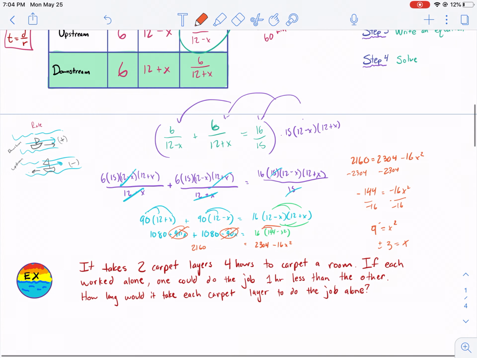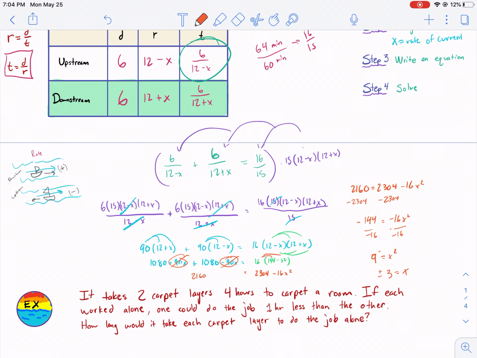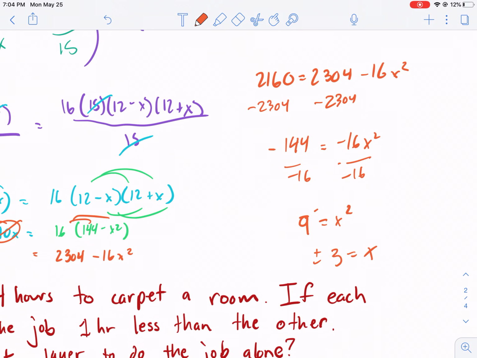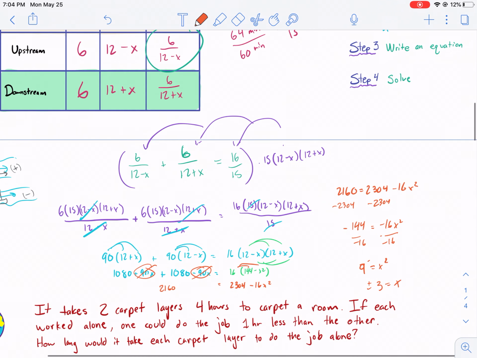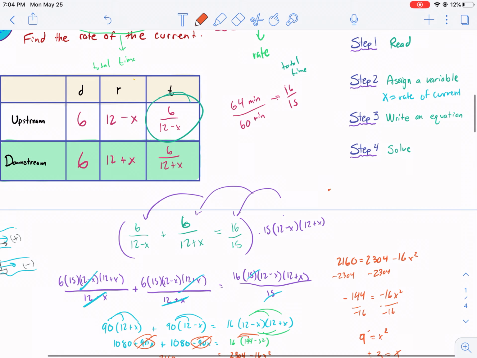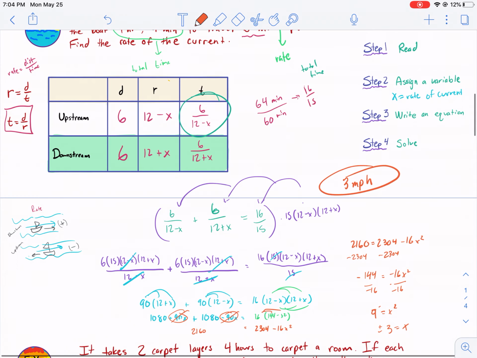Now we need to consider this in the context of the problem. You wouldn't have a current rate of negative 3 and also a positive 3, so we have to pick one. We can't have just one current. So let's go with a current rate of 3. I think that makes a little bit more sense, that we say it's 3 miles per hour instead of negative 3 miles per hour. So the current is 3 miles per hour.